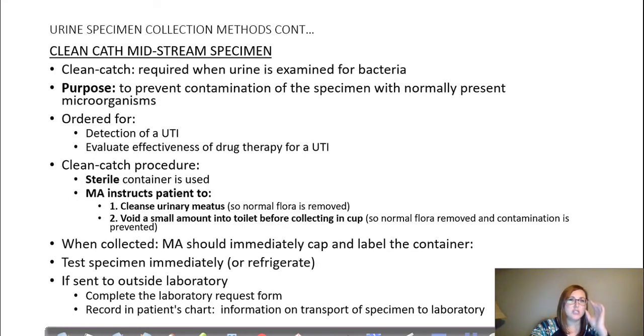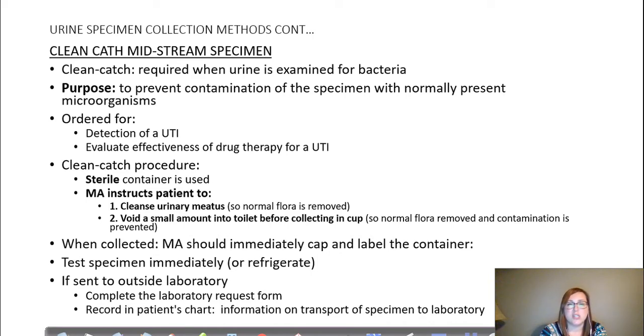A clean catch is required when urine is examined for bacteria, and this is to prevent contamination of the specimen with normally present microorganisms. So it's ordered for detection of a UTI and to evaluate the effectiveness of drug therapy for a UTI. So when you do the clean catch procedure, you're going to use a sterile container.